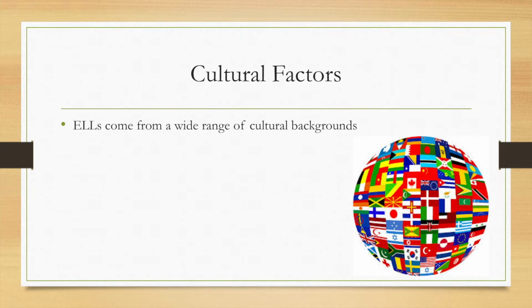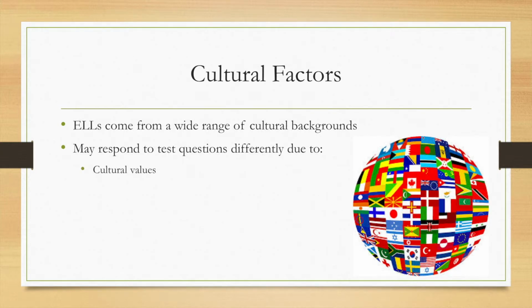The third category is cultural factors. Not surprisingly, English language learners come from a wide range of cultural backgrounds. Remember the 400 different languages they speak? Because of their varying backgrounds, students may respond to test questions differently due to cultural values, beliefs, background knowledge, experiences, and socioeconomic status. Instructors and test administrators need to be aware of these differences in background and culture and be sensitive to these distinctions when assessing ELL students.